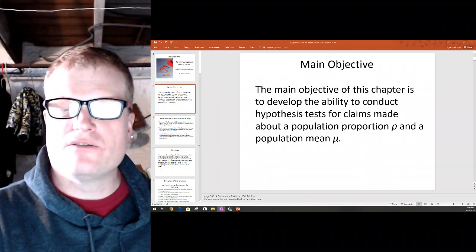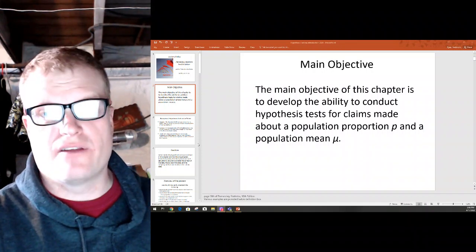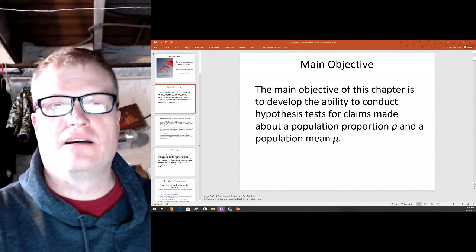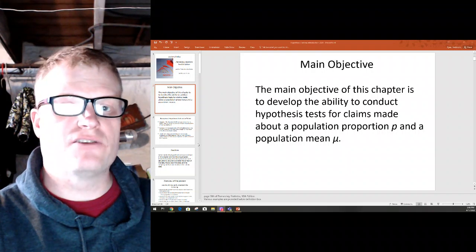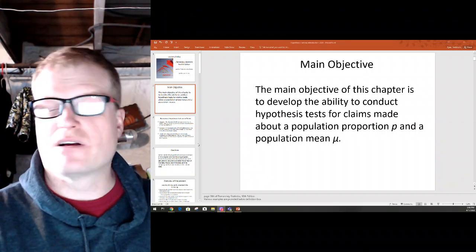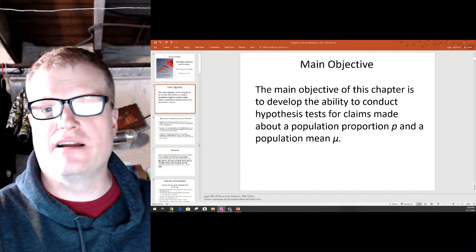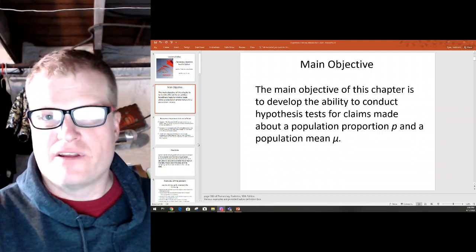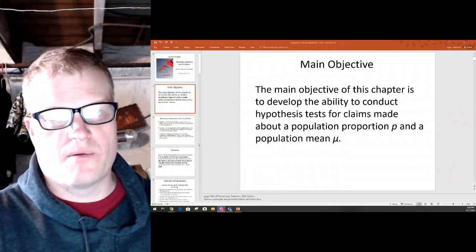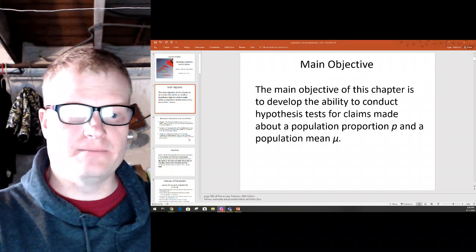You can also do a hypothesis test for all kinds of other things as well. We looked a little bit at correlation in chapter 3, when we made some conclusions from that. But you can also use it on a test for variance. For this course, we're going to focus on just the proportion and just the mean.